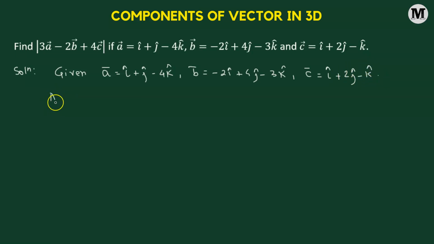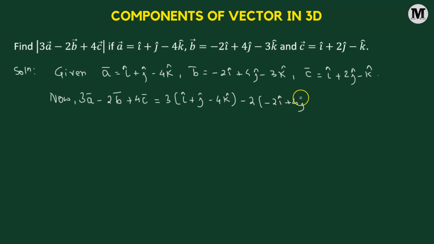Now using these vectors, we will find out the value of 3 times the vector a minus 2 times the vector b plus 4 times the vector c. That means we need to find out 3 times i cap plus j cap minus 4k cap, minus 2 times the vector negative 2 i cap plus 4 j cap minus 3k cap, added to 4 times the vector i cap plus 2j cap minus k cap.